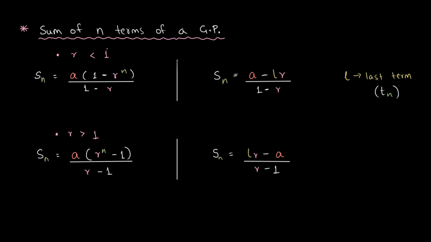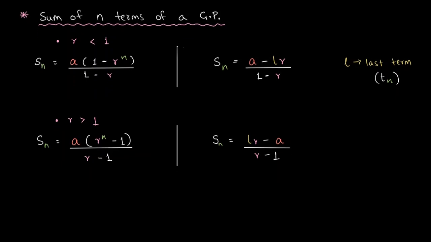Finally, we have r less than 1, r greater than 1, and now the formula that we'll discuss is for r equal to 1. That formula will not be similar to this, because if I put r equal to 1 in the denominator, it becomes 0, which is not really conducive. We cannot divide by 0.